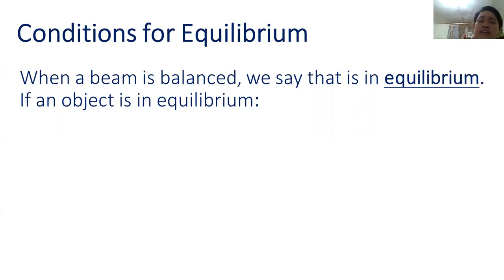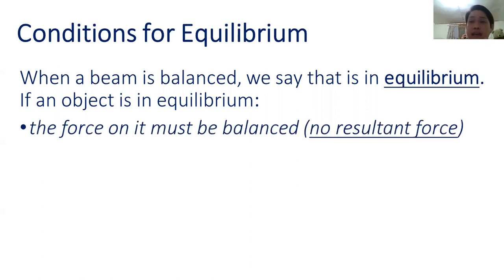If an object is in equilibrium, then first, the forces on it must be balanced. Again, if an object is in the state of equilibrium, the force on it must be balanced. Therefore, there is no resultant force. I underline the words no resultant force. Once an object is in equilibrium, there is no resultant force, because the forces on it must be balanced.